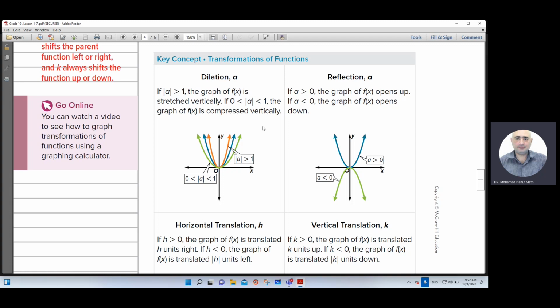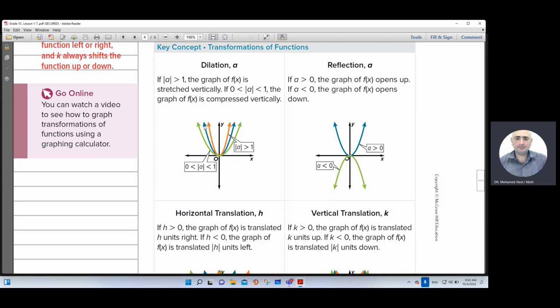This is if we have A multiplied by f(x). As you see here, in the blue we have the original function, in the orange we have it compressed vertically, and in the green we have it stretched vertically.